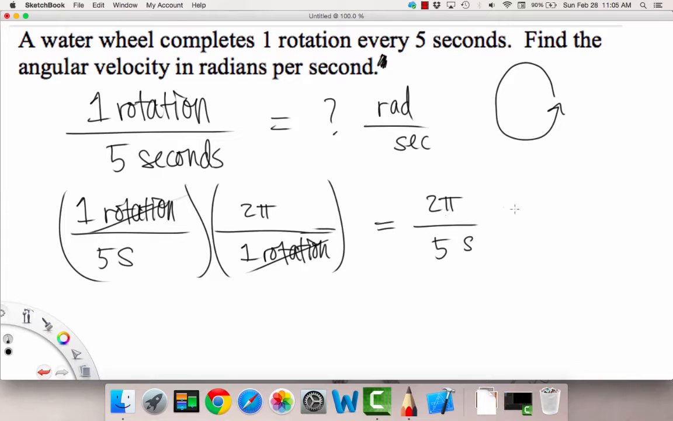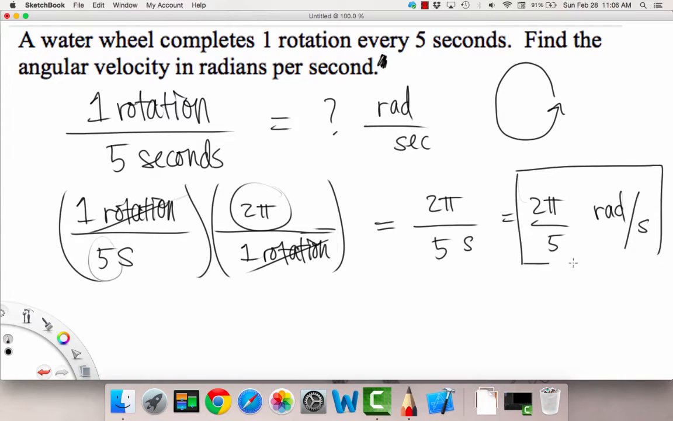So that tells us 2 pi over 5. If you really feel compelled to, you can write radians per second. And that is actually our angular velocity, because we have an angle in radians divided by time, which was 5 seconds. So this is our angular velocity for this problem.